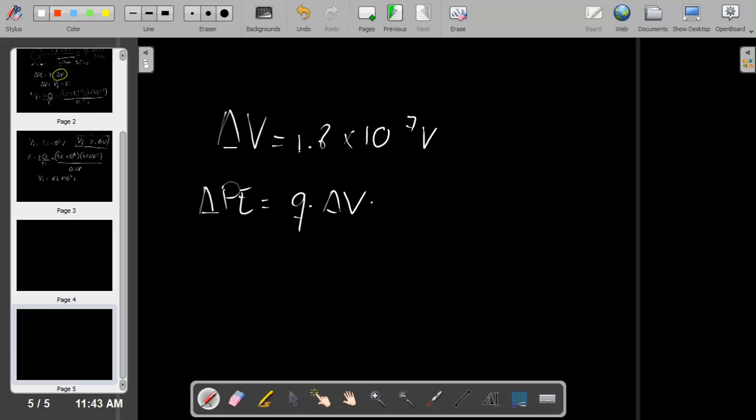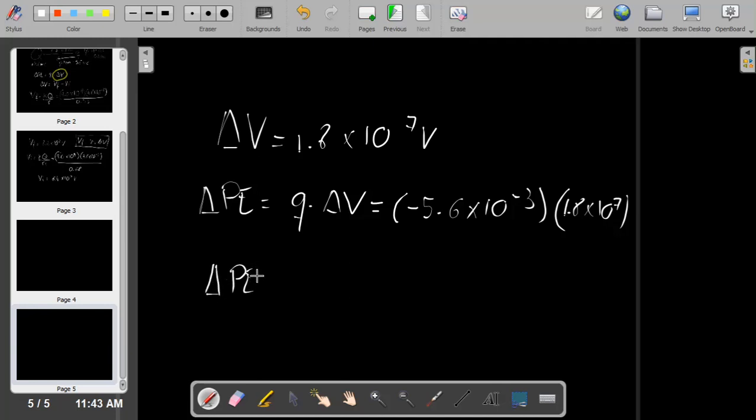And we have everything now that we need, except that our charge has the incorrect units. So we need to change that. Minus 5.6 multiplied by 10 to the minus 3 to have the right units in coulombs, multiplying this number, 1.8 times 10 to the 7. Do the math, put it all in your calculator, and you should be getting a value of minus 1.0 times 10 to the 5 joules.